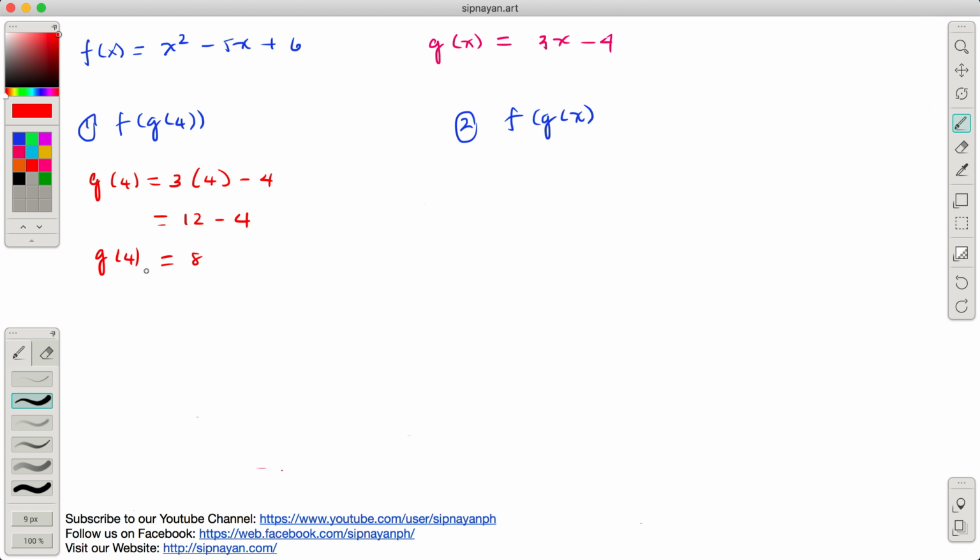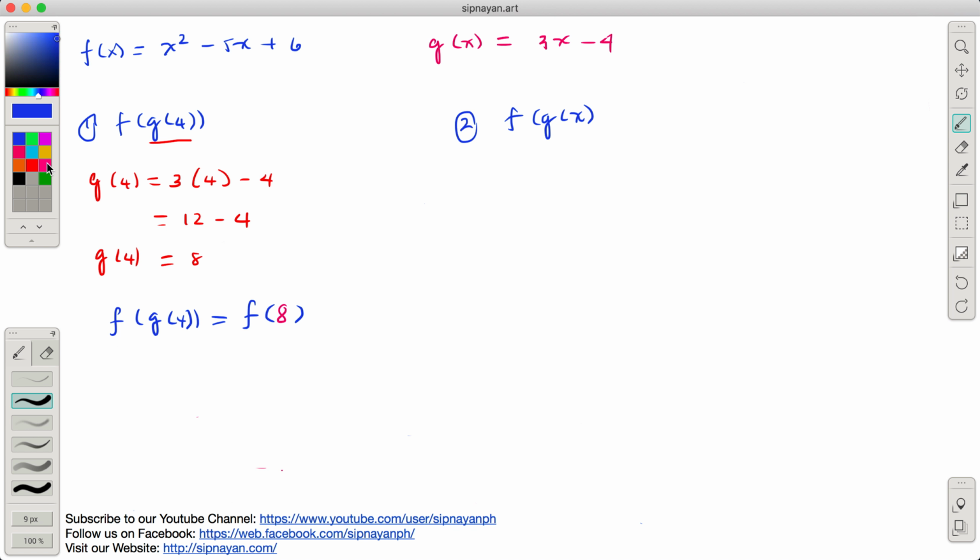Na pag nakuha na natin yung g of 4, alam na natin yung input natin sa f. So ang g of 4, pwede ko nang palitan ng 8, kasi equal naman sila. So yung f of g of 4 becomes f of 8, kasi nakuha na natin yung value ng g of 4. So ano na ngayon yung f of 8? Dito naman ako magsa-substitute. Lahat naman ng x dito sa function f, papalitan ko lang ng 8.